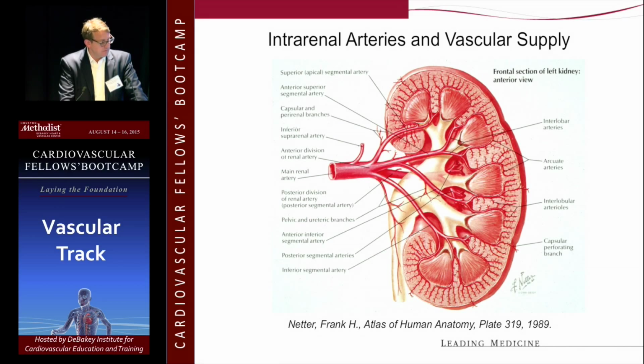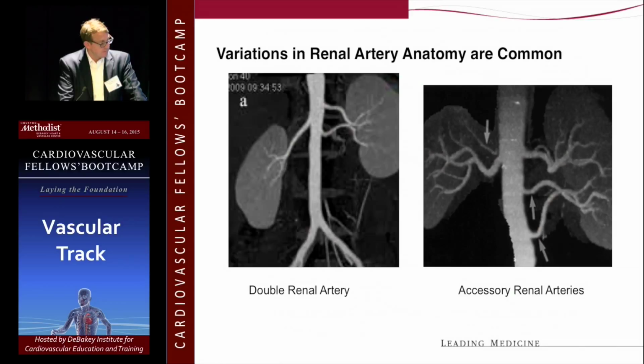A schematic of what I just described. You'll see the variations in renal artery anatomy are extremely common. Double renal arteries, accessory renal arteries, duplication of arteries, exceedingly common on both sides, and really needs to be considered, particularly for aneurysm disease, and also for occlusive disease in both your endovascular and your open management.